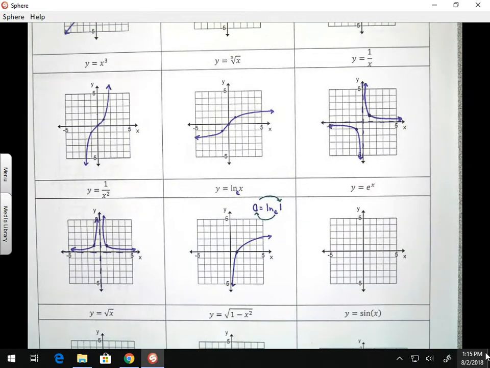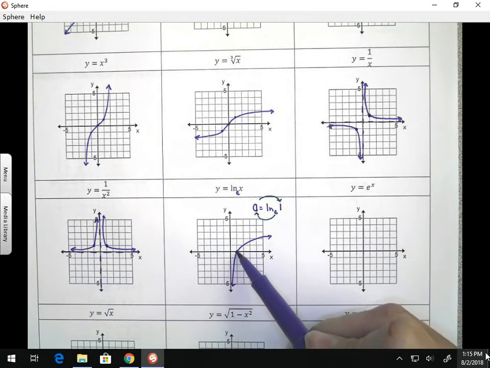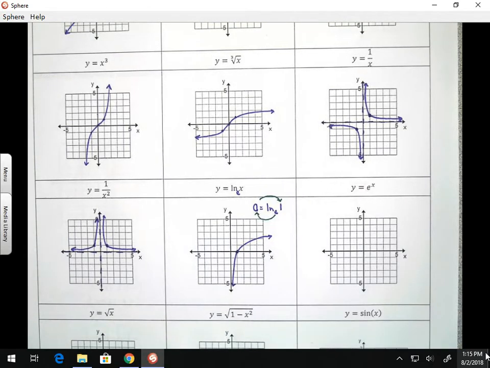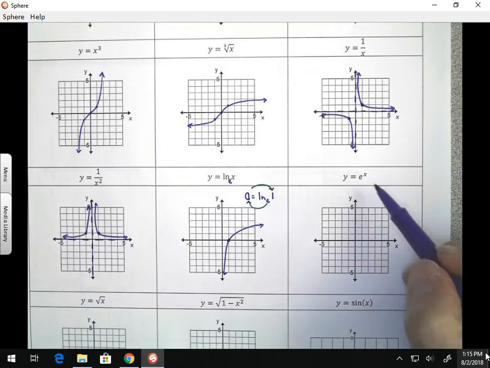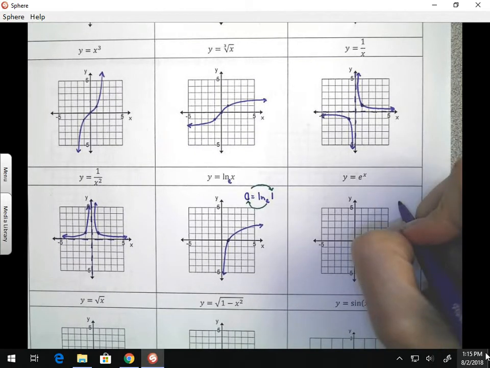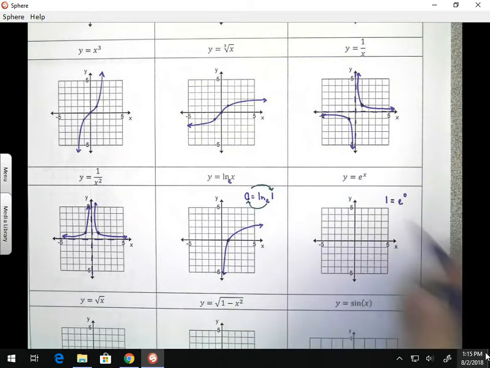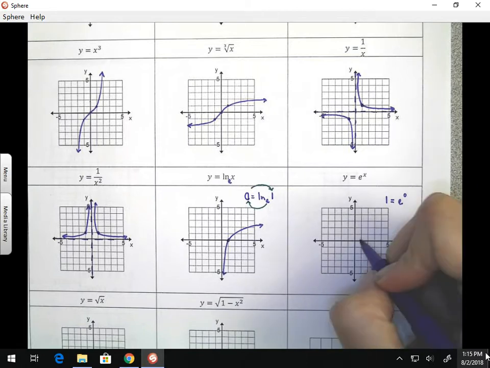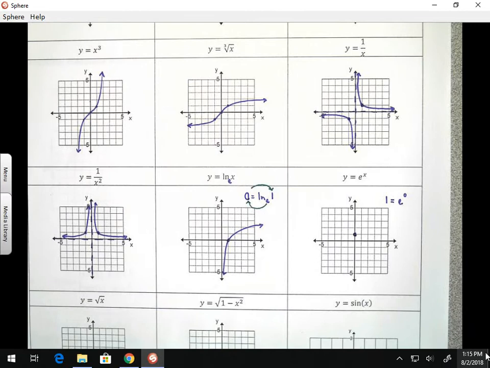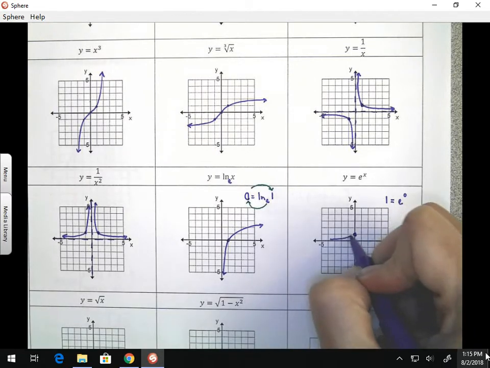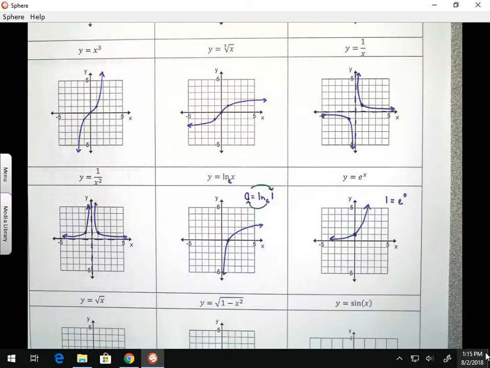Again, for this graph, I'm just concerned with you having that one anchor point. I just want the general shape for that graph. Now, for e to the x, I know that e to the 0 is equal to 1, so I'm going to have the point (0, 1) on this graph. And then it looks like this. Again, I'm more concerned about the shape and having that one anchor point.